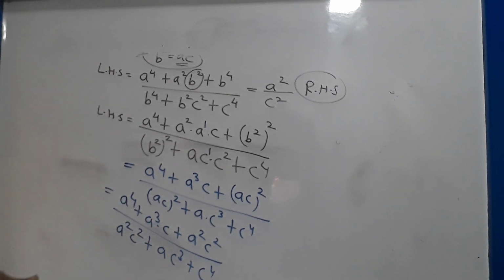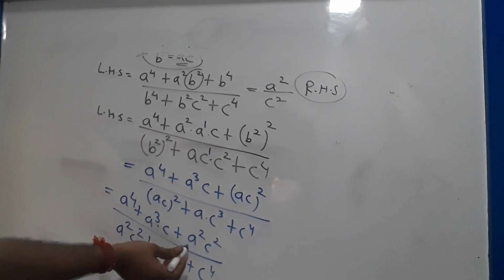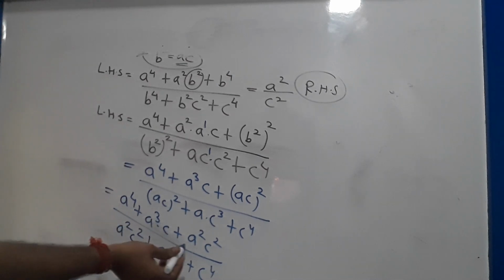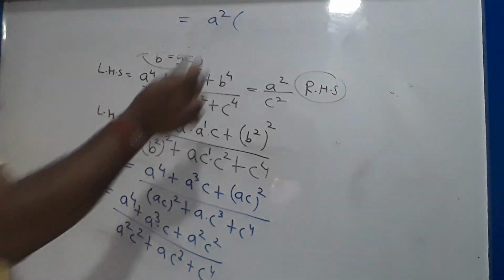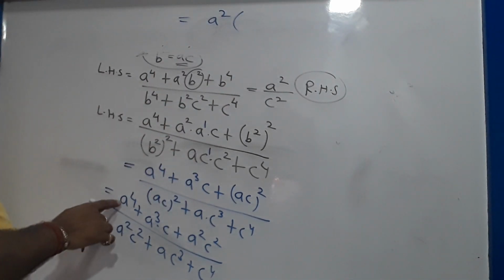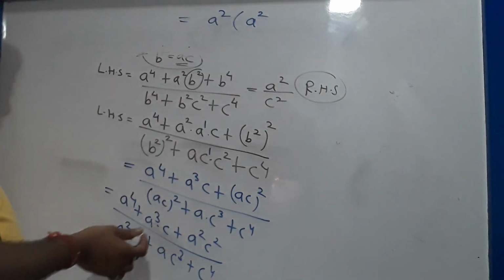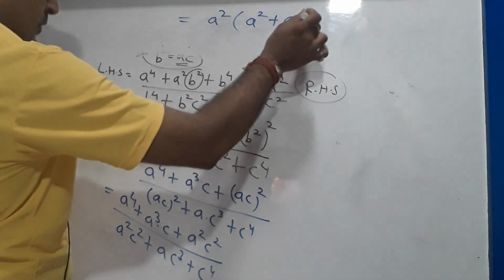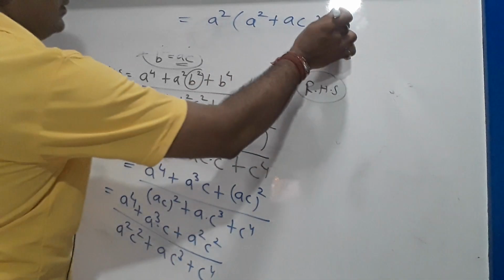What is common in the numerator? A power 4, A power 3, A power 2, which is the least? A power 2 is the smallest, that I will take outside. Then what is left? From power 4 I have taken 2 powers outside, so what is left? A square. Then from power 3 I have taken 2 outside, so plus AC. Plus A power 2, I have completely taken outside, so upon C square.